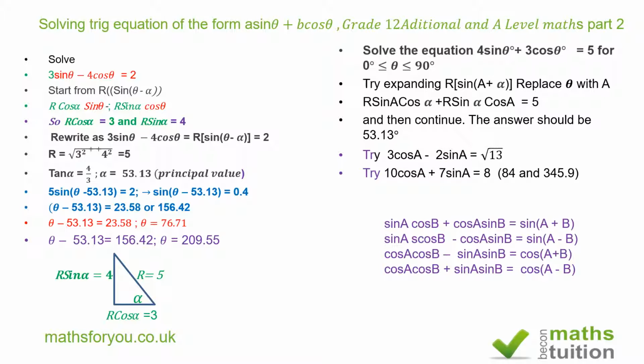Okay. Now in this one here, the tangent of alpha is going to be 7 divided by 10. It's always going to be the coefficient of the second term divided by the coefficient of the first term. So it's going to be 7 over 10. And R is going to be 10 squared plus 7 squared, and you find the square root. So in order to solve any of these equations, all you need to do is to find tan alpha and the value of R. That's all you need. And you get both from the coefficients of the terms.